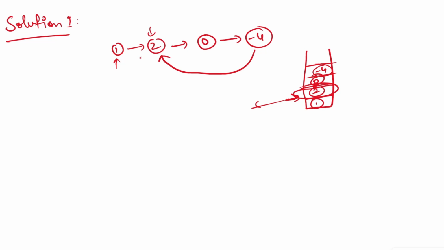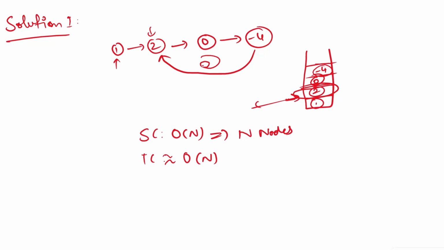So now let's jump to the second solution, because in this solution our space complexity will be O(n), because we are storing n nodes. And the time complexity is approximately O(n), because fast may have moved around some cycles, so it is approximately O(n), and the space complexity will be approximately O(n). Okay, so we have to improve this. So how do we improve this? Let's see the second solution of this.